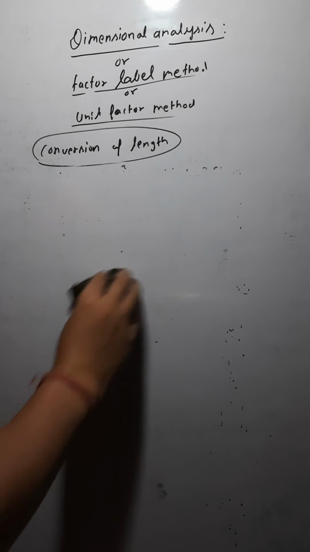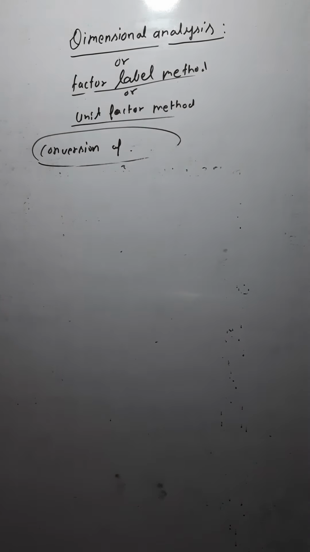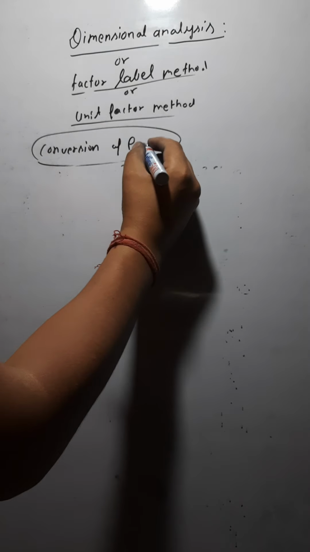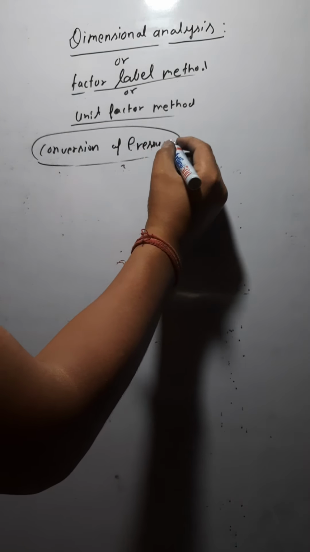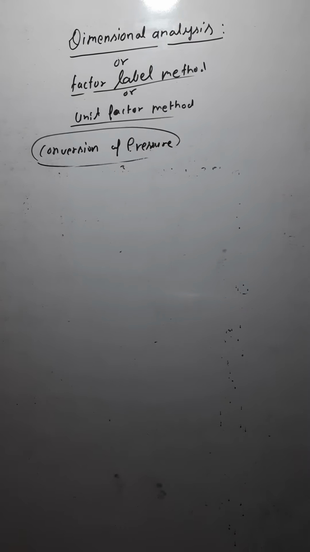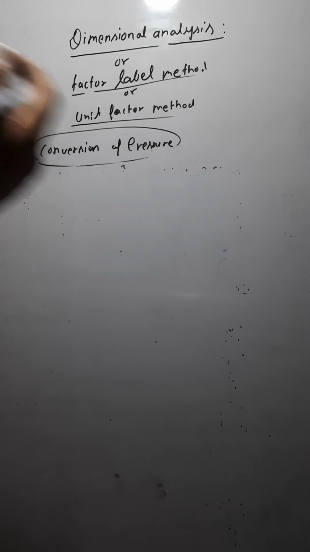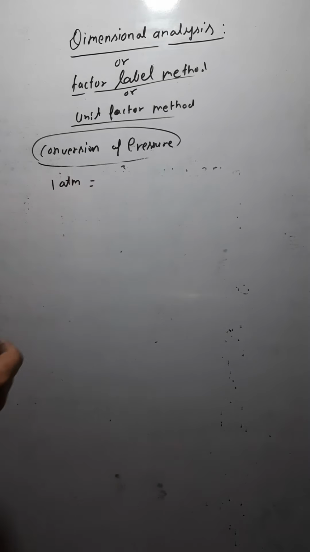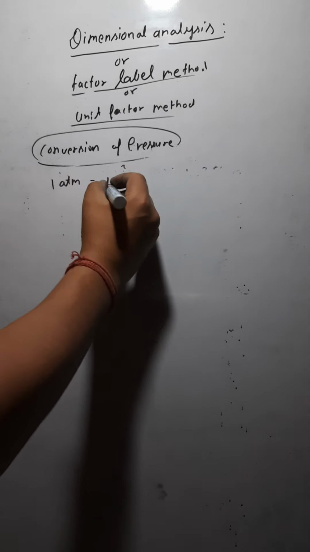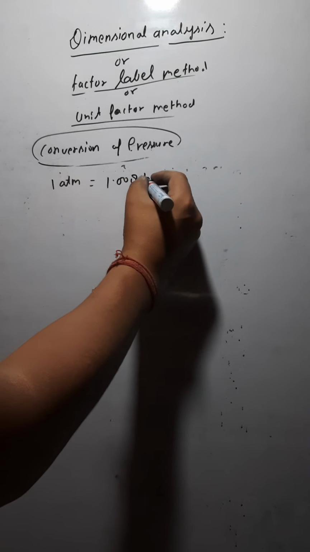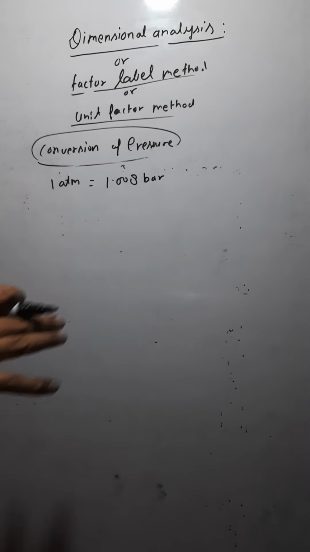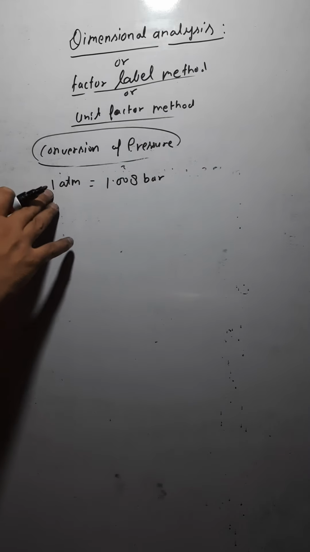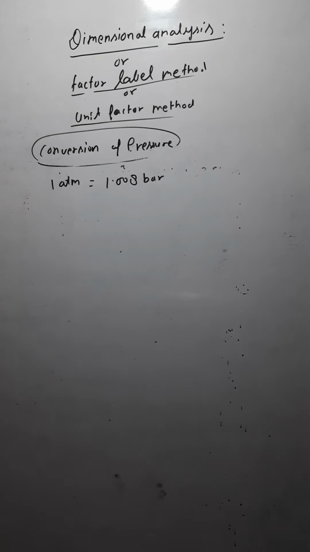So let's talk about another one, that is the conversion of pressure. The most common unit for pressure is the atmosphere. So in 1 atmosphere, you have 1.008 bar. Bar is also a unit of pressure. So if you are to convert 1 atmosphere into bar, you would multiply it by 1.008, because in 1 atmosphere you have 1.008 bar.